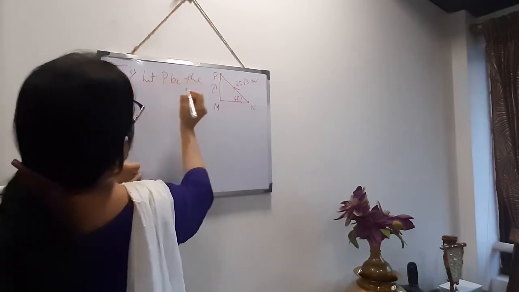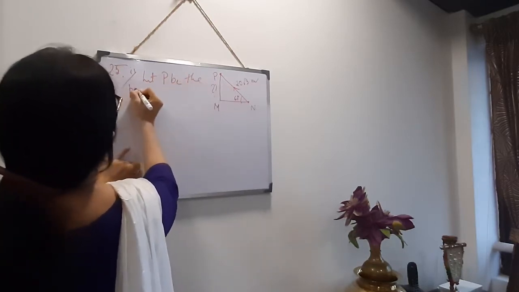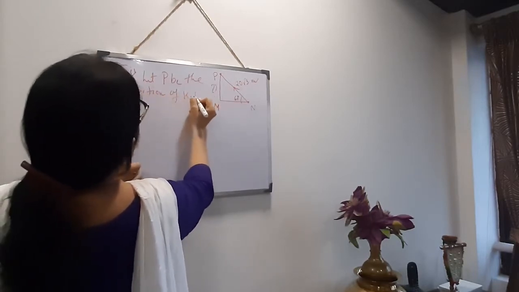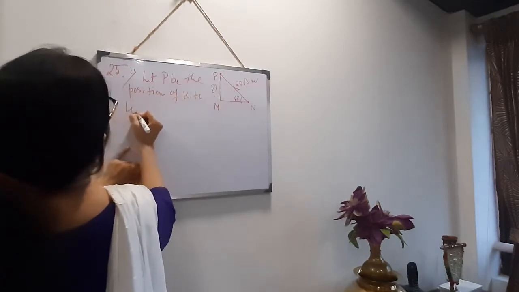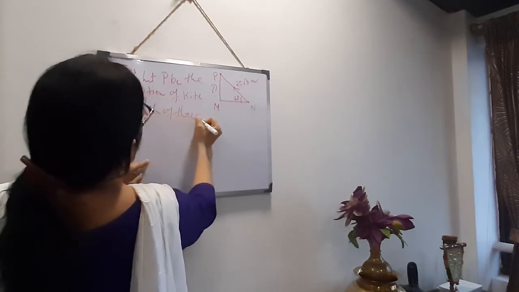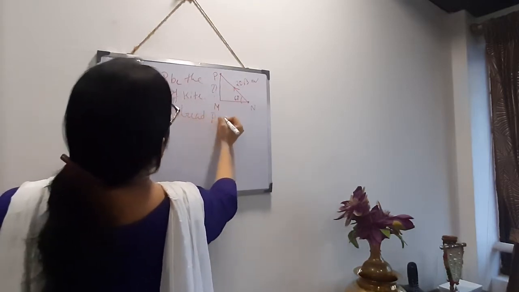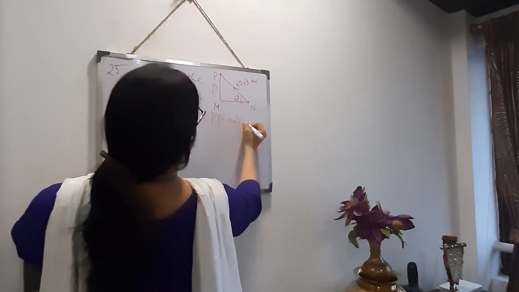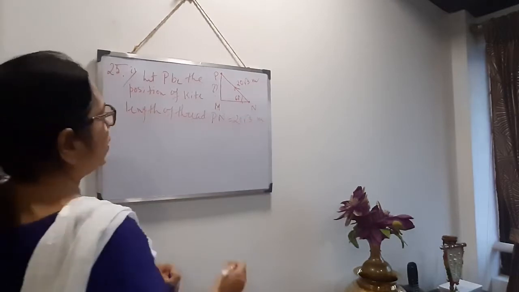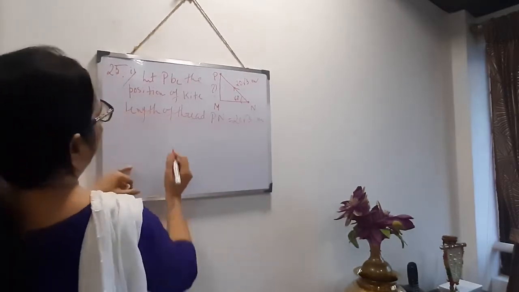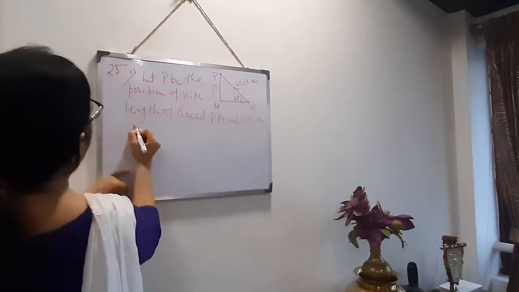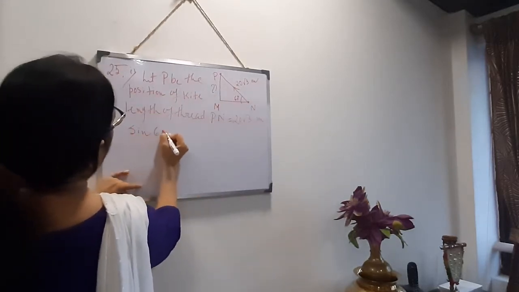In SAQ part you have to write down the statement. Let P be the position of kite and length of thread, that means PN equals to 20 root 3 meter and angle of elevation given 60 degree. So from here what I will apply now? Sine. As hypotenuse given, perpendicular you have to calculate. So we will apply here sine, not tan.